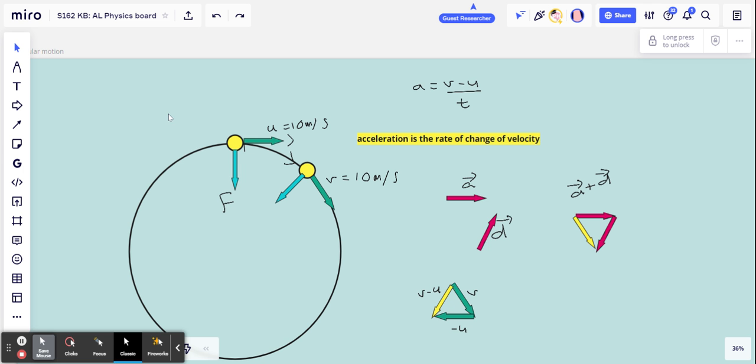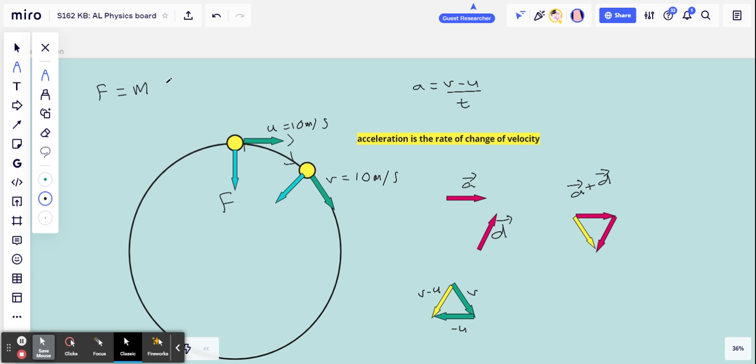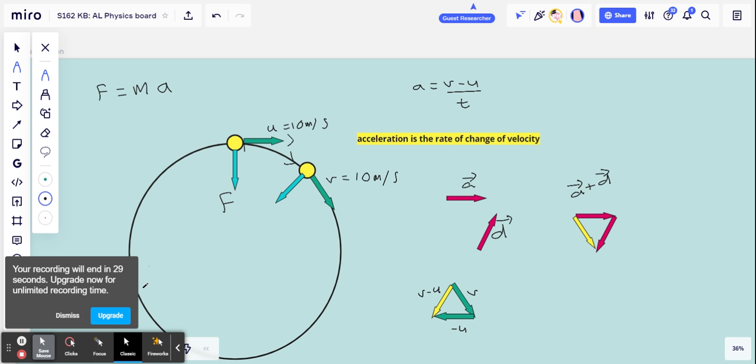And then, of course, the force that is being applied, well, we can work out the force because it's going to be the mass multiplied by the acceleration. Okay. All right, let's stop there.